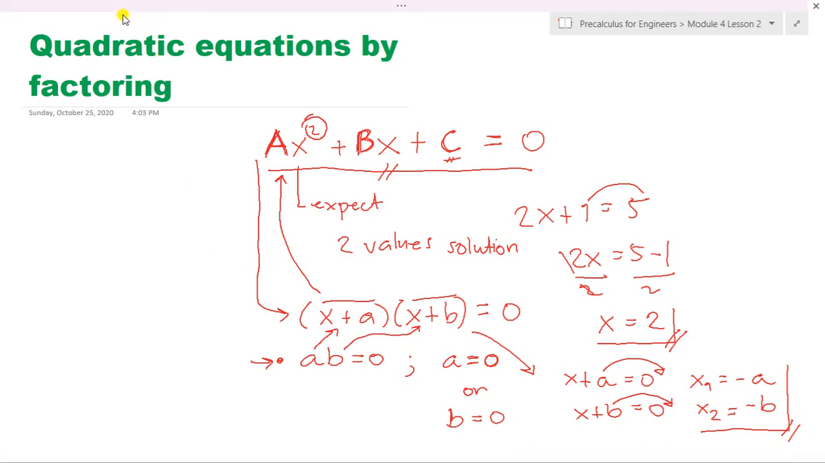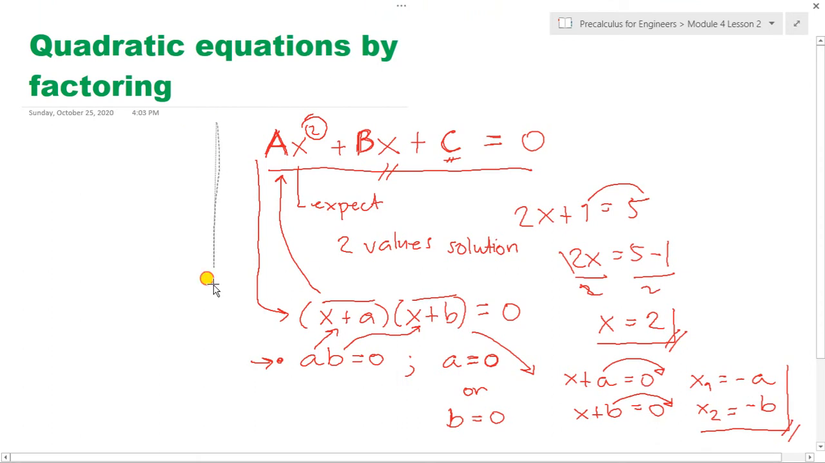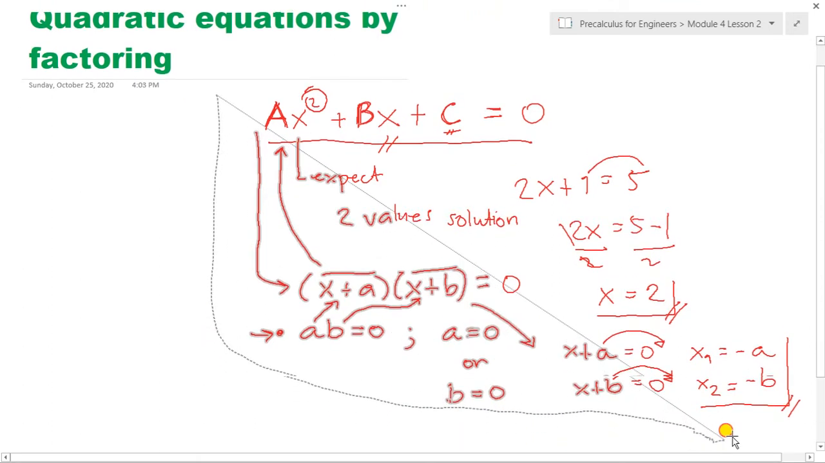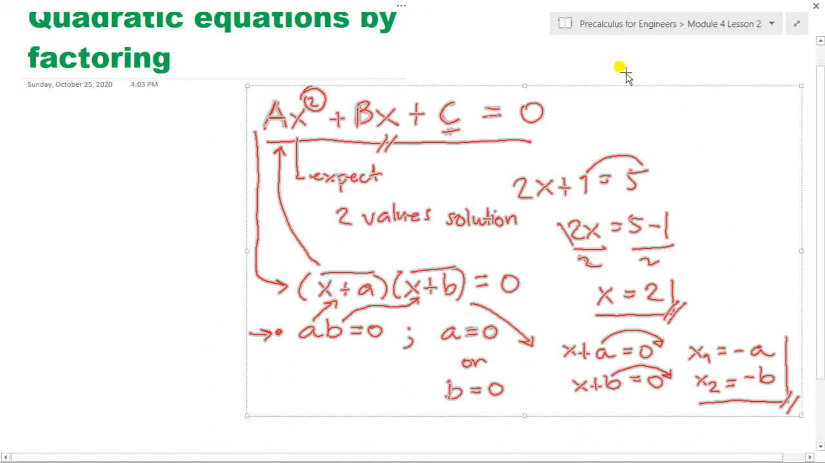Now let's apply this in solving real quadratic equations. So that's it, class, this is the principle behind solving quadratic equations.